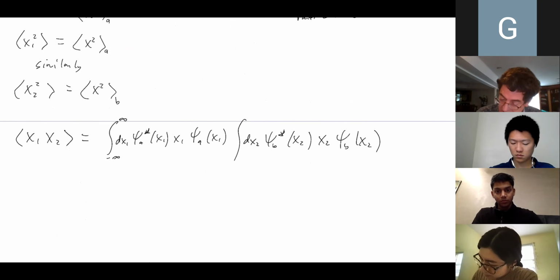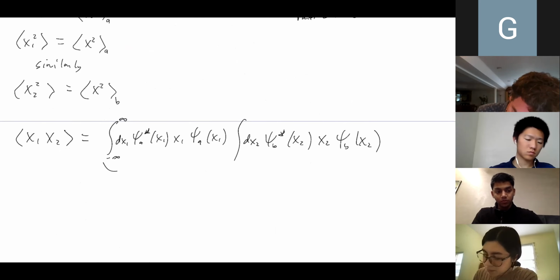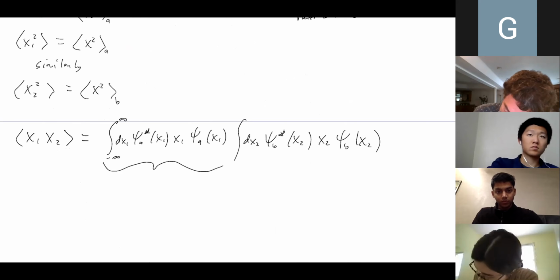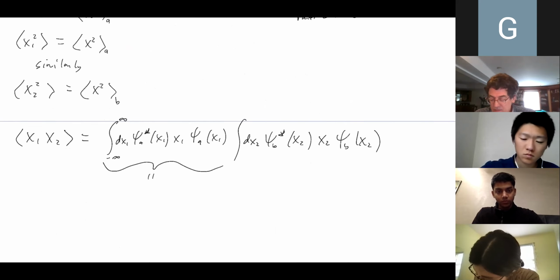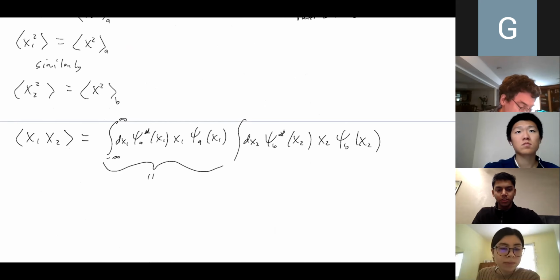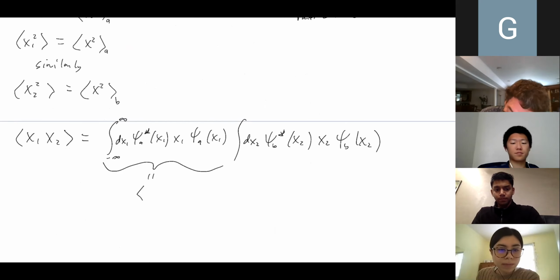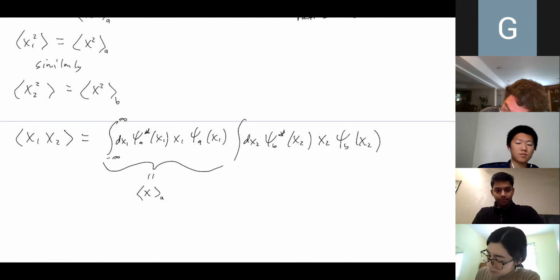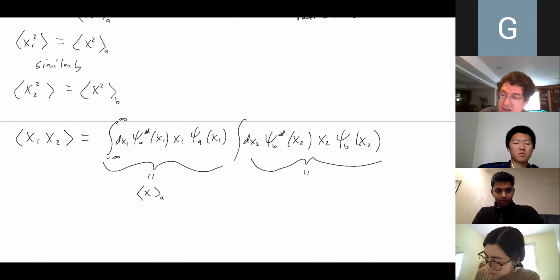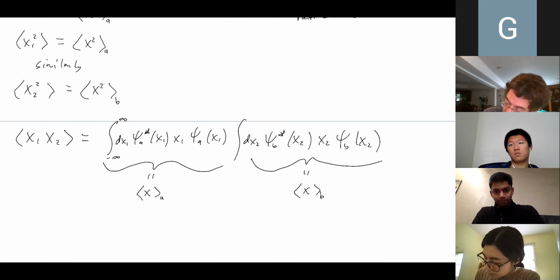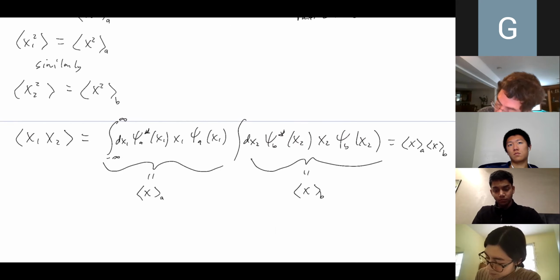And so now this part is equal to what? The expectation of position in state A. Right, the expectation value of the position operator in state A. And this one is equal to what? The same thing in state B. Exactly. And so this is equal to the expectation value of the position operator in state A times the expectation in state B.